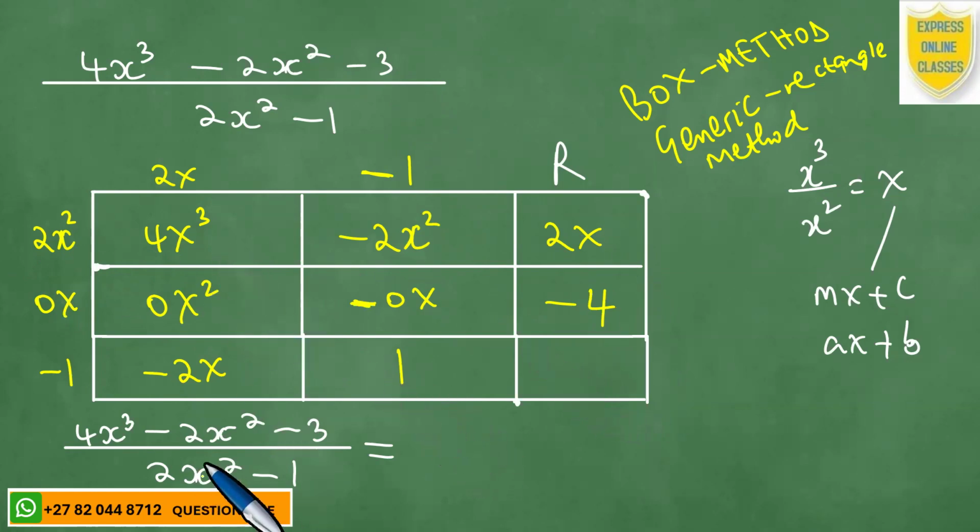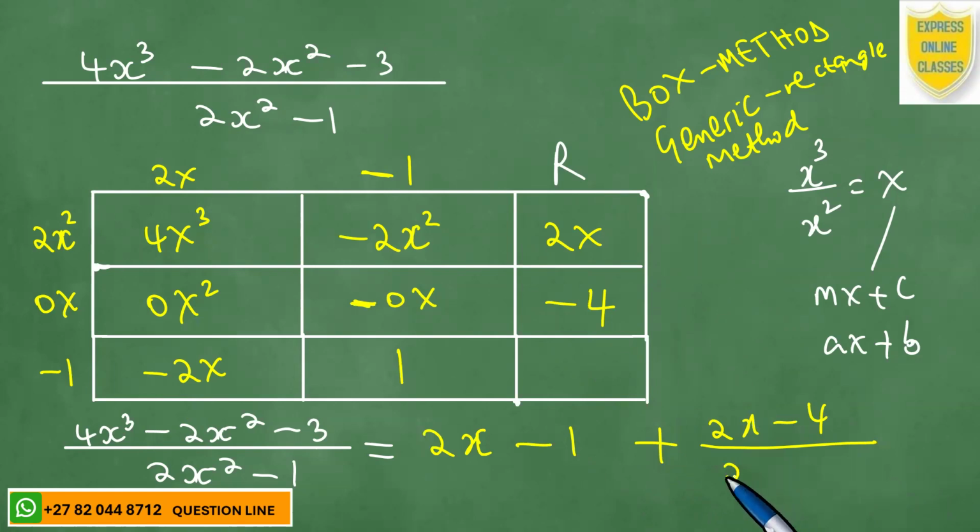So now, okay, you divide these two, which is 2x minus 1. And then what is the remainder? Right at this pointer, this is the remainder. So the remainder at this point is exactly 2x minus 4 divided by 2x squared minus 1.